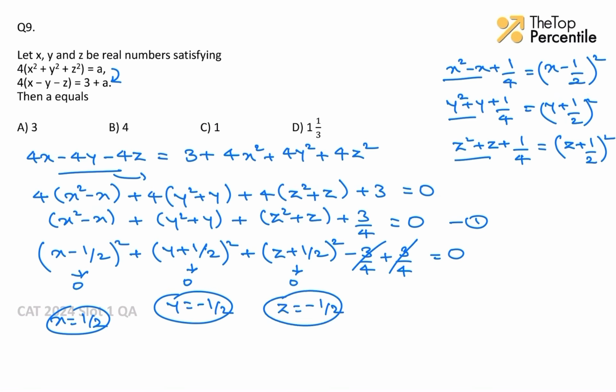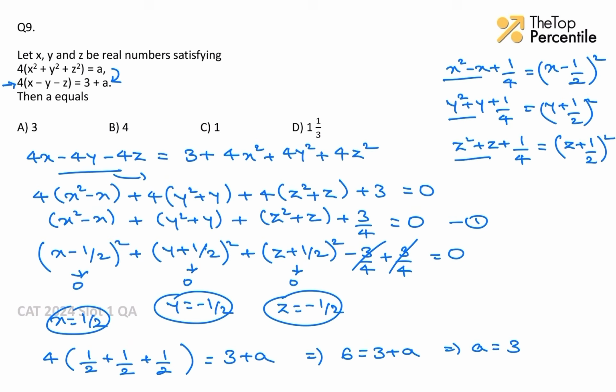Now I can substitute these values in the second equation here. So this will give me 4 into 1 by 2. Minus of minus 1 by 2 is plus 1 by 2. Minus of minus 1 by 2 will again give me plus 1 by 2. This equals 3 plus a. Now 1 by 2, 1 by 2, 1 by 2 will be 3 by 2, into 4 will be 6. So 6 equals 3 plus a. And finally, I'll have the value of a as 3, which is my answer. So it is option number A.